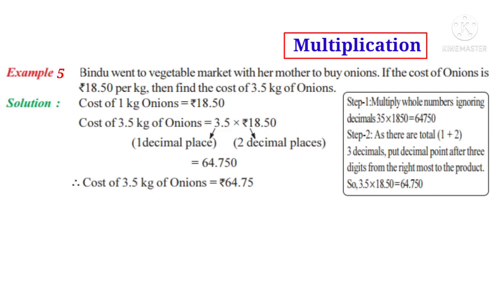Observe that there is only one decimal place in 3.5, that is 5, and there are two decimal places in 18 rupees 50 paise, that is 50. So total 3 decimal places. So after multiplication we get 64,750. Now we have to put the decimal point counting from right side to left side after 3 digits, that is 64.750. So cost of 3.5 kilograms of onions is 64 rupees 75 paise.